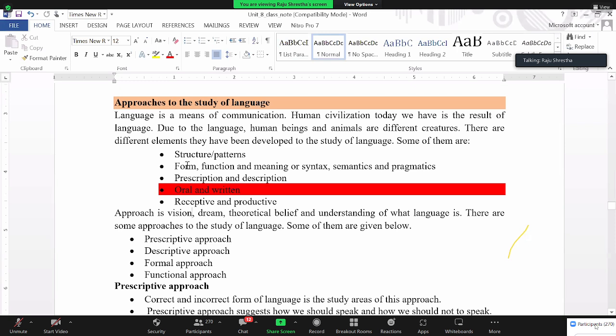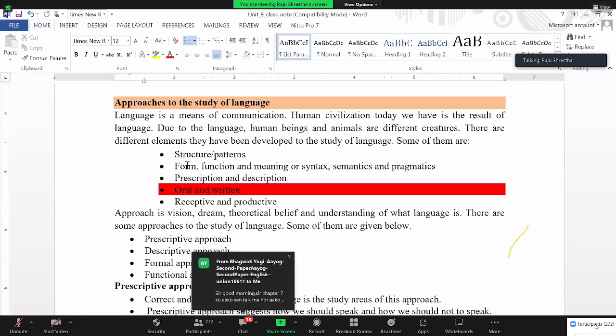Approach means vision. We understand this as your theoretical belief and understanding of what language is. There are some approaches to the study of language. Some of them are given below: prescriptive approach, descriptive approach, formal approach, functional approach. And these approaches view language from different perspectives.